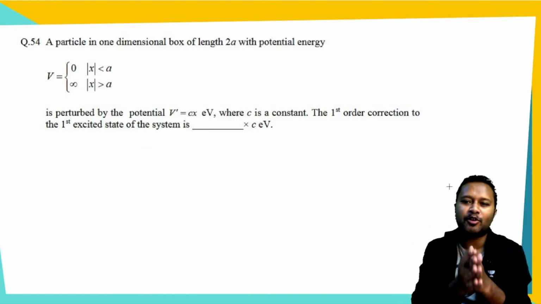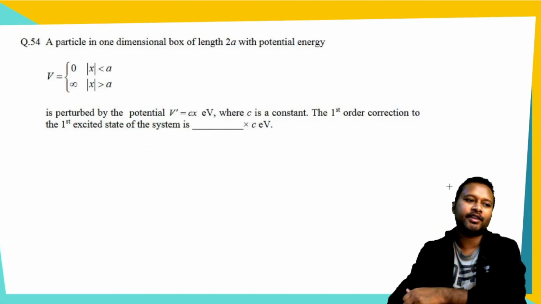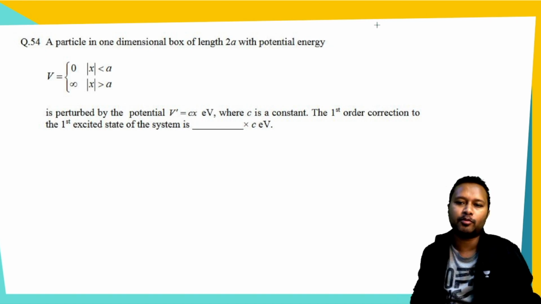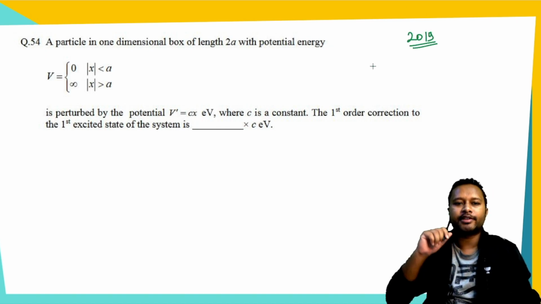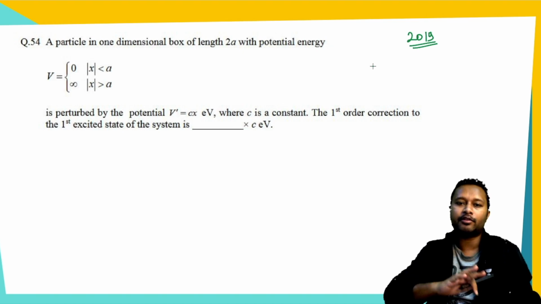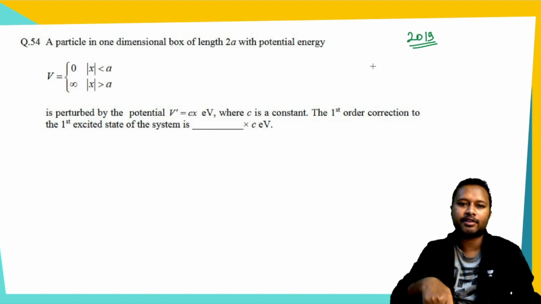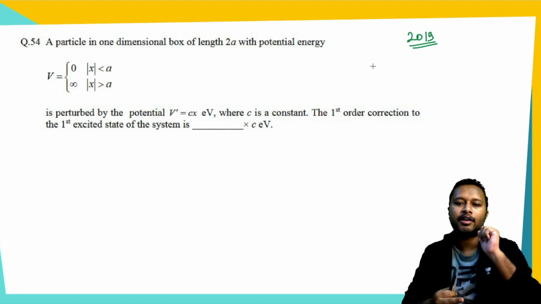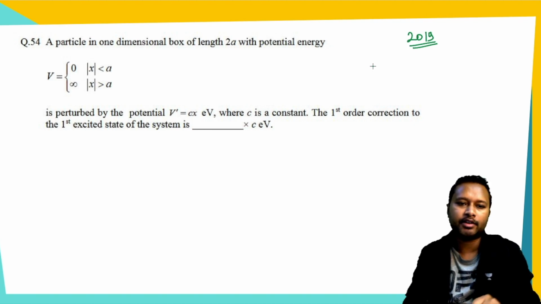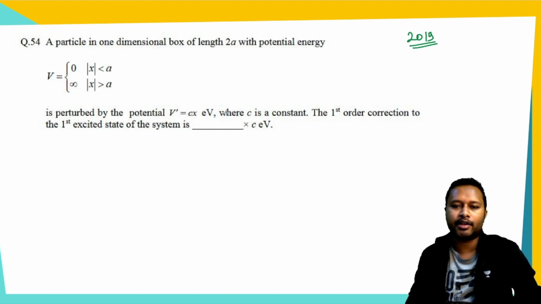Alright guys, let's try to look at this question, which was again asked in the GATE 2019 exam, for 2 marks. The question says that a particle in a one dimensional box of length 2a, with potential energy which is given to you, is perturbed by a potential of Cx electron volt, where C is a constant, and the first order energy correction is being asked for the first excited state. So the perturbed part is Cx over here, and it's like a multiple of C is what you have to answer.